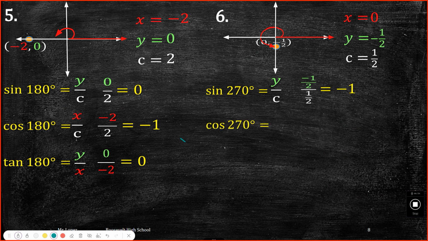Cosine 270. What's cosine of 270? 0. Tangent of 270. Tangent is what? Y over x. So it's going to be some number divided by 0, which is going to be undefined.